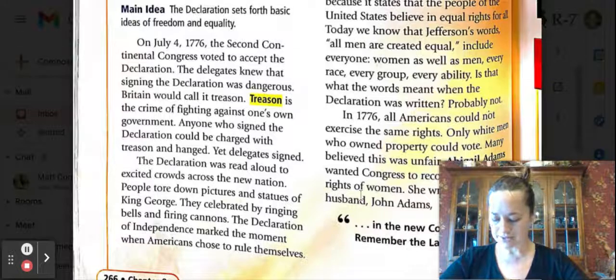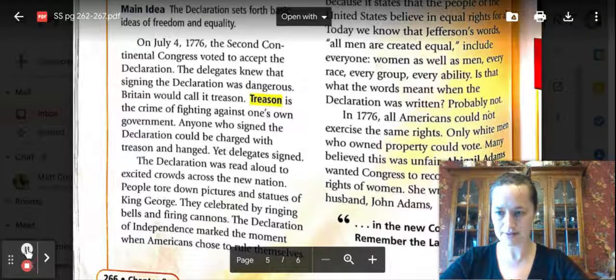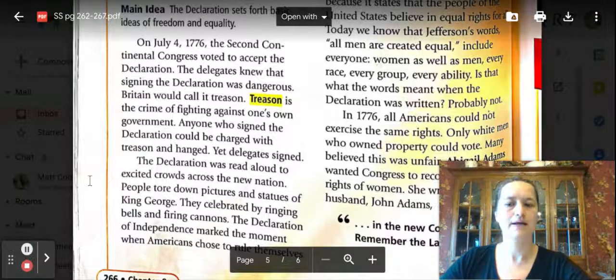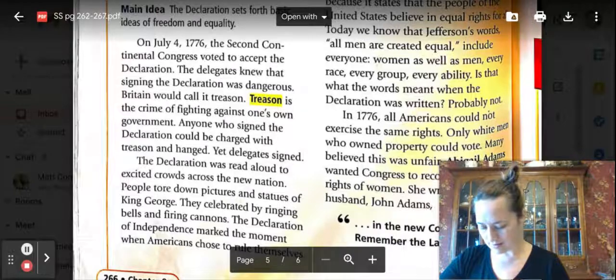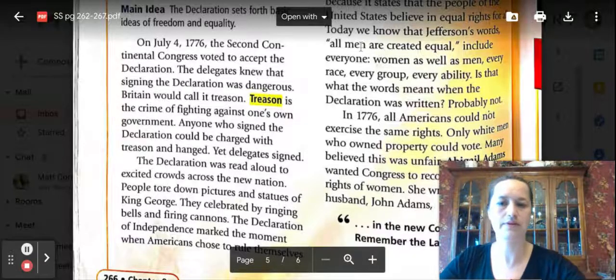The Declaration was read aloud to excited crowds across the new nation. People tore down pictures and statues of King George. They celebrated by ringing bells and firing cannons. The Declaration of Independence marked the moment when Americans chose to rule themselves.